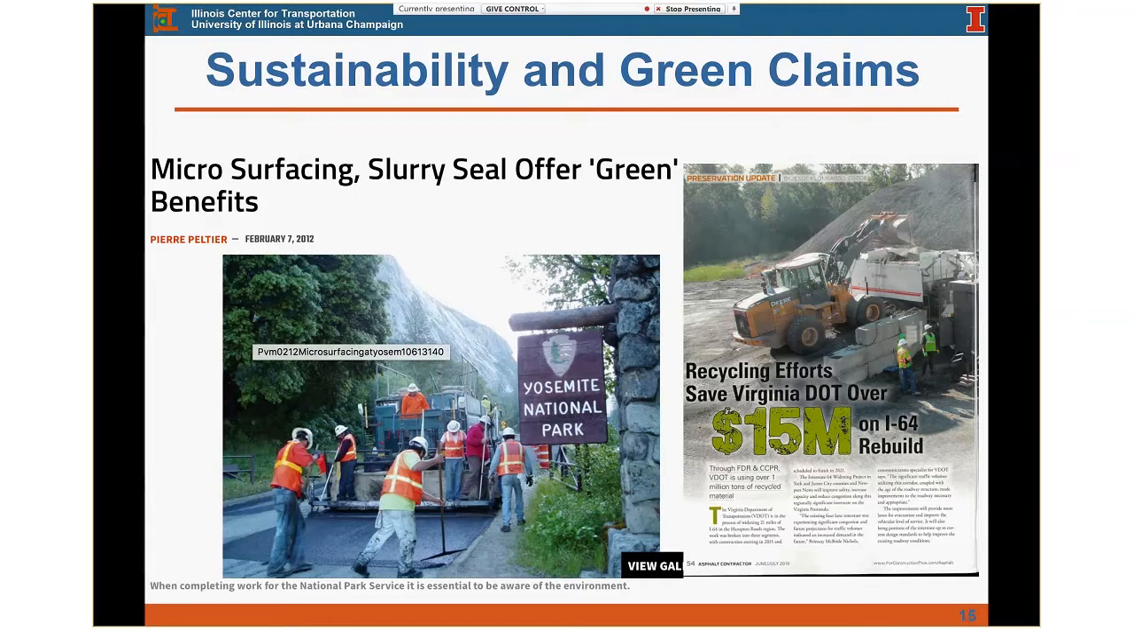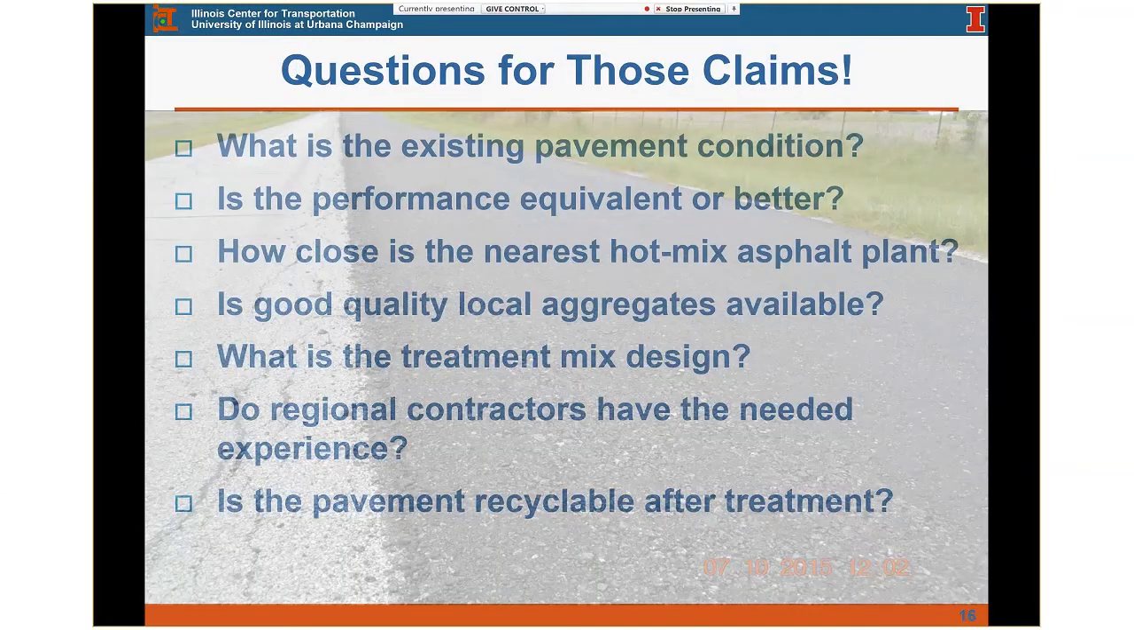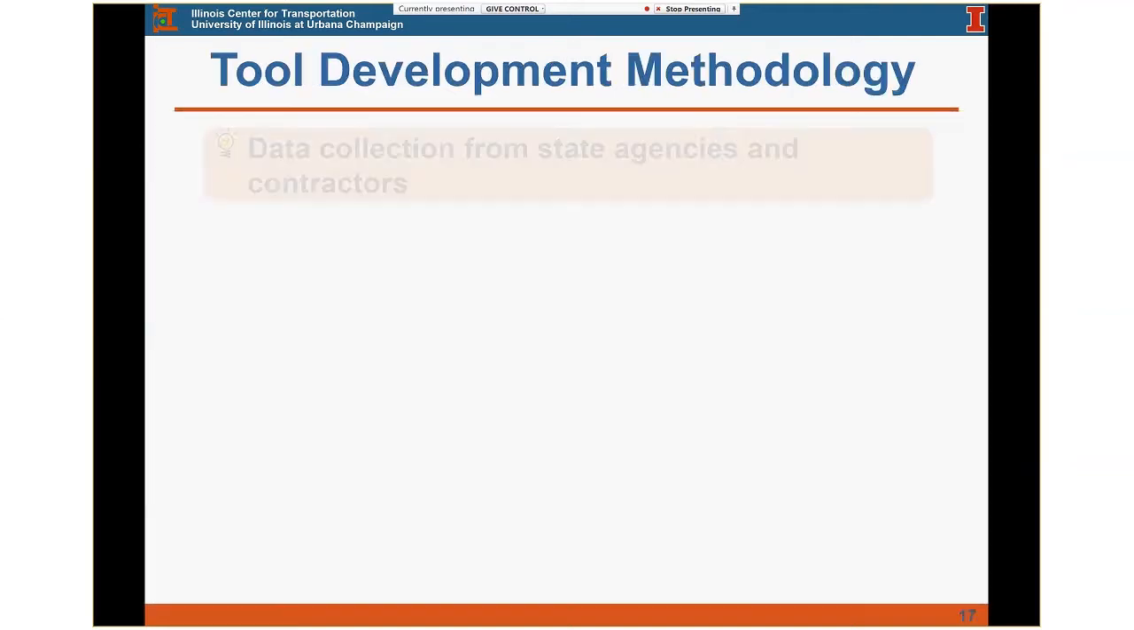So that creates some questions here, such as, what is the existing condition of the pavement? Are we getting the same performance? Why are we doing this? If we are doing in-place recycling, is that because there is no good aggregate around, or there is no hot in-place plant? If we are not doing this, what is the optimum treatment that we have to do? Are the contractors in that region familiar with these kinds of activities or treatments? After we are done, is the pavement going to be recyclable or not? These are all questions that should be asked when we are doing something like this.